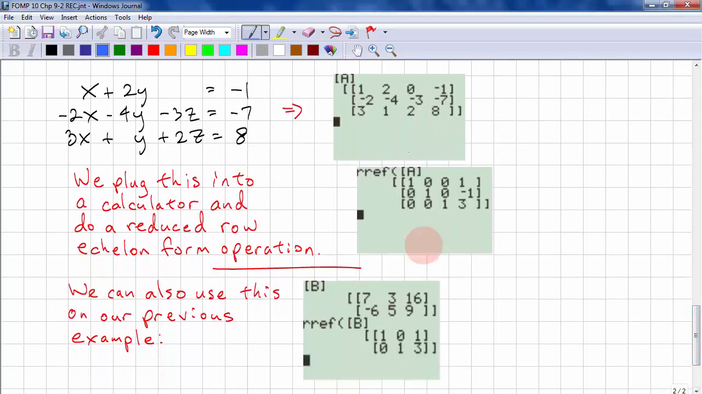So if you were to use this on a test, that's fine, but you should use it simply to check your answer. You need to go through either elimination or substitution to find your solution and write your solution down. And that completes this lesson.